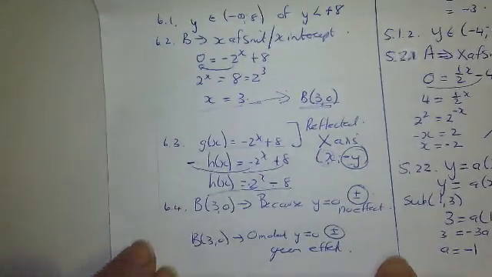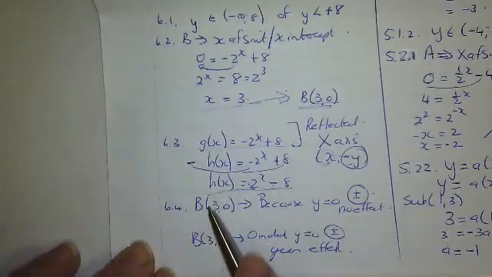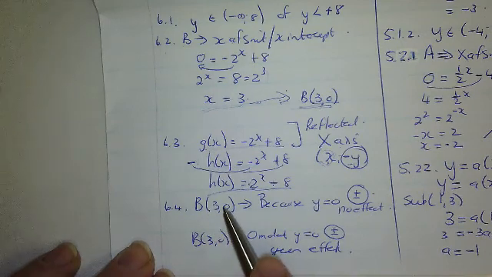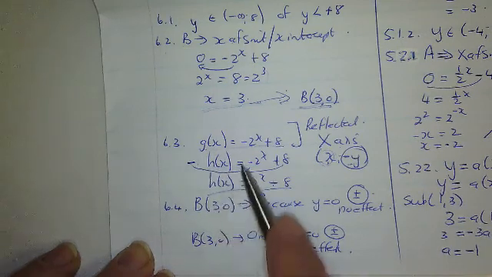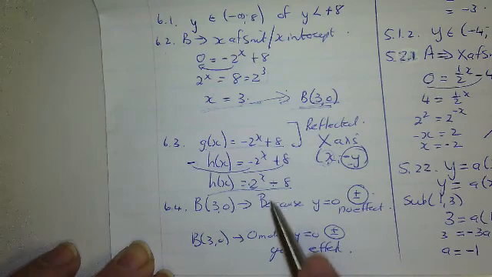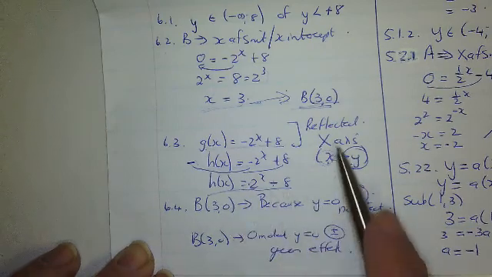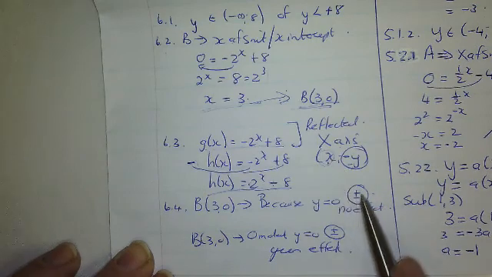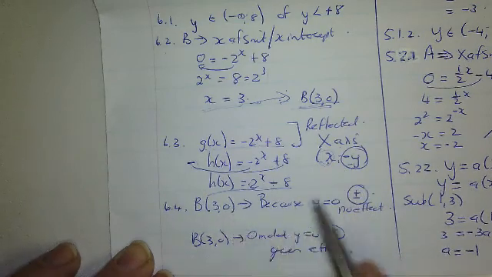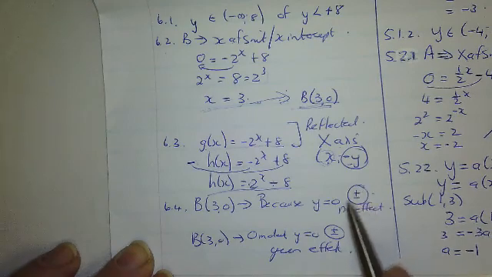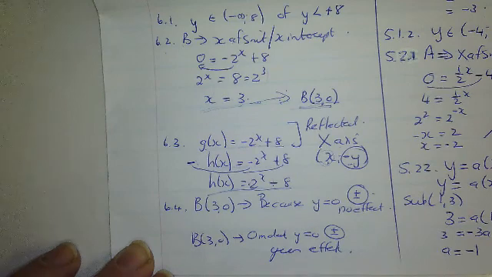Now if you look at the coordinates of B, it will be (3; 0). Now why will that be the same for the reflected as well? Because the y value there is 0. Now if I reflect it in the x-axis, I must change the sign of the y. But because it's a 0, the sign has no effect on the 0. So that's why it will be the same.